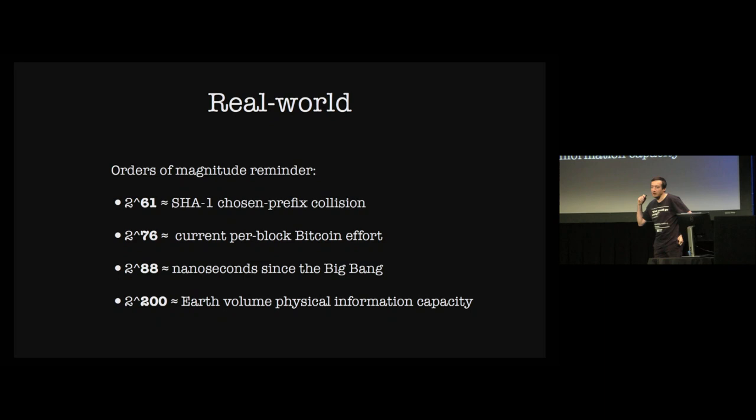Maybe you heard about blockchain, Bitcoin, amazing technology. 2 to the 76 is, every time a Bitcoin block is mined, every 10 minutes, if I'm not mistaken, just an order of magnitude. 2 to the 88 is a nanosecond since the Big Bang, 14 billion years ago, and that's a relatively accurate order of magnitude of the amount of information that can be stored in the volume of the Earth, taking into consideration the holographic principle and all the degrees of freedom.